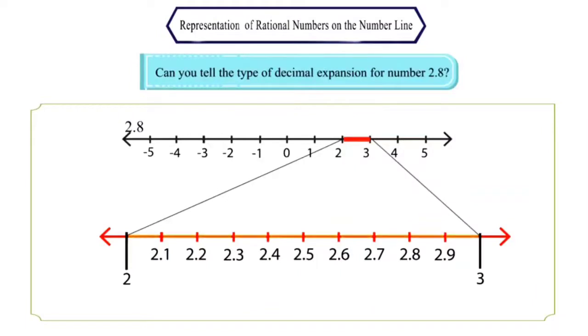Friends, why 10 equal parts? Because this will make the process of locating the number easy. Here, the first number is 2.1. The second is 2.2, and in this way, the last number is 2.9. And the number 2.8 will be located here only.